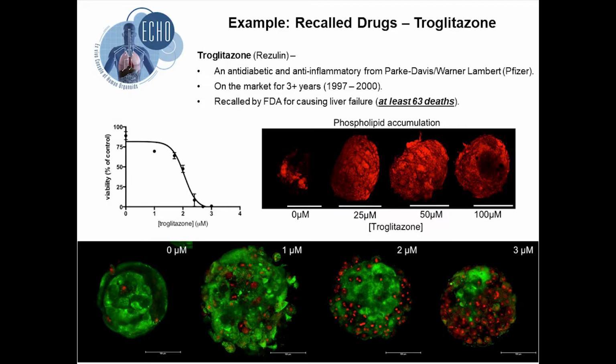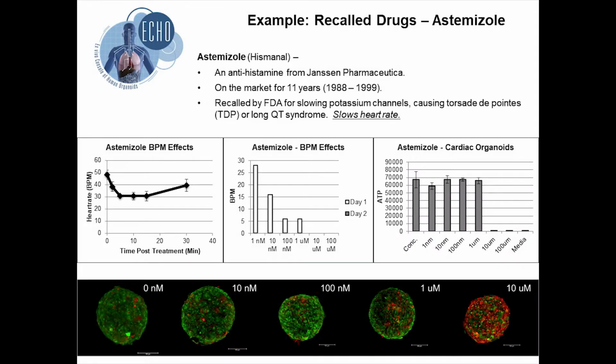Troglitazone, you can see viability there at the bottom. As you increase dose of troglitazone, you get a commensurate loss of cell viability. And there's the phospholipidosis that Colin described in the red panel up top. Astemizole, another FDA withdrawn drug, was a drug that showed some cardiac problems. And you can see in the far right, we do lose viability at higher concentrations when we add astemizole to the cardiac organoids.